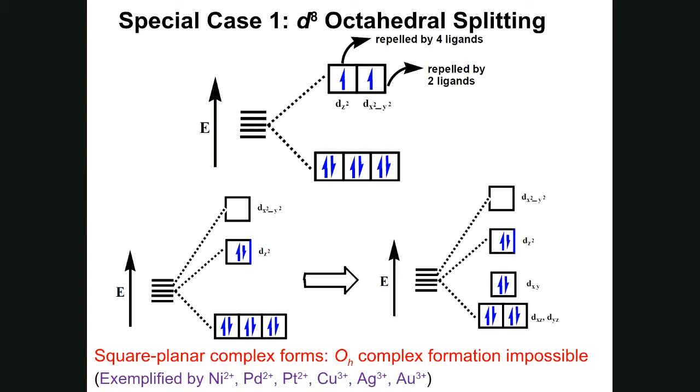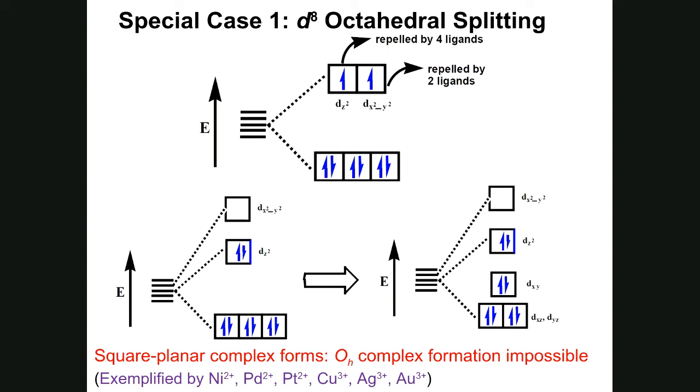have been swapped. We have a single electron in the dz squared orbital, which is the orbital along the z-axis, and a single electron in the four-lobed orbital that spans the x and the y-axis.